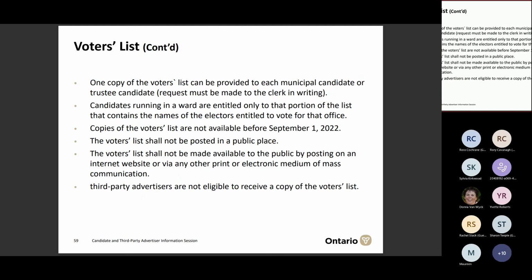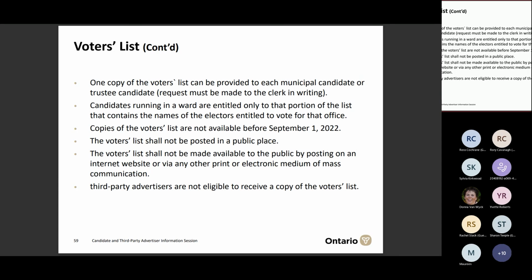So one copy of the voters list can be provided to each municipal candidate or trustee candidate. Requests for this must be made in writing to the clerk. Candidates running in a ward are entitled only to that portion of the list that contains the names of the electors entitled to vote for that office. Copies of the voters list are not available before September 1st, 2022.